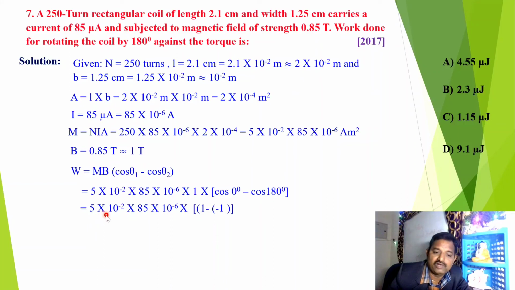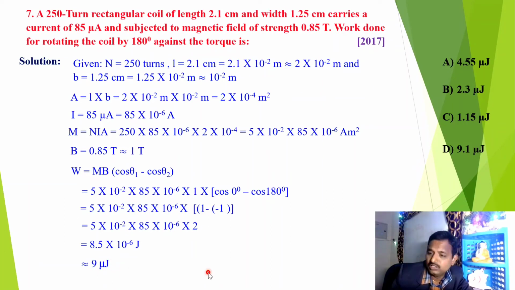So here I will get 5 into 10 power minus 2 into 85 into 10 power minus 6, into cos 0 means 1, and cos 180 means minus 1. So minus of minus 1 I will write. Minus into minus gives plus, so I will get 2. If I simplify, I will get 8.5 into 10 power minus 6 joule, which is approximately 9 microjoule. So from the given options, option D is the answer, my dear.